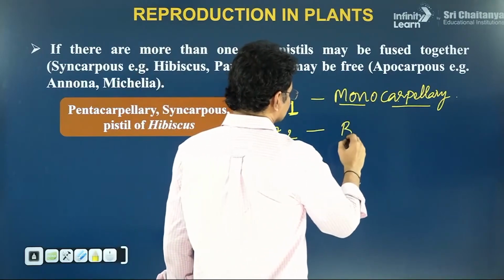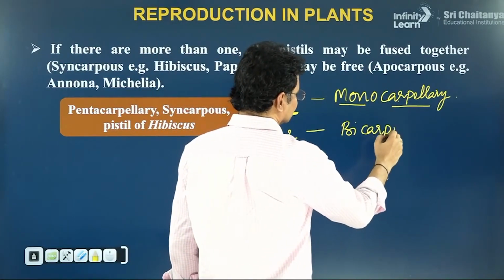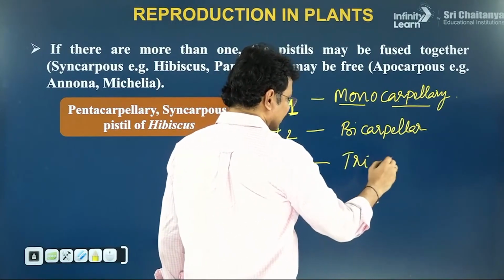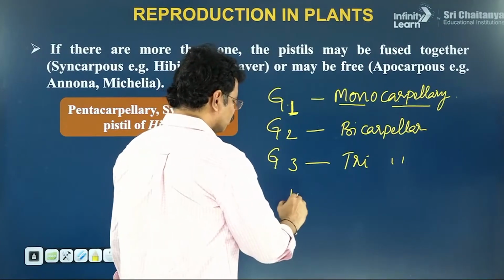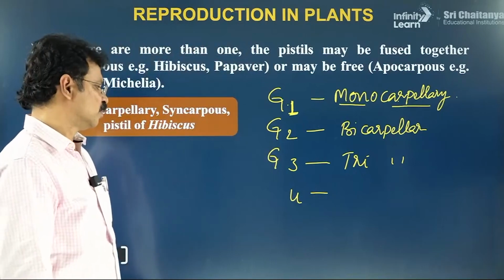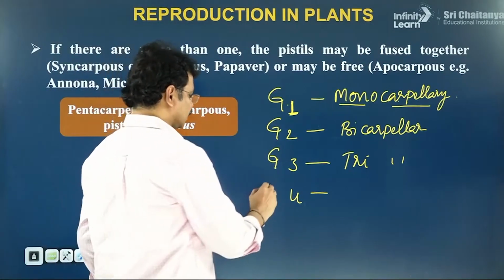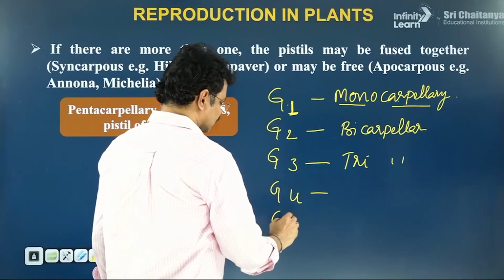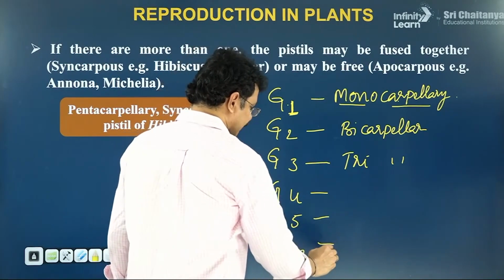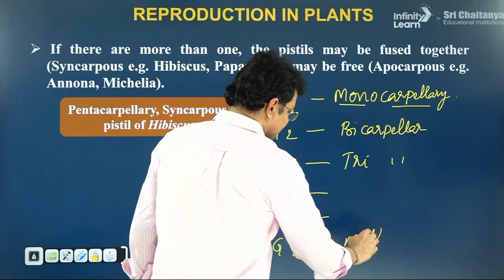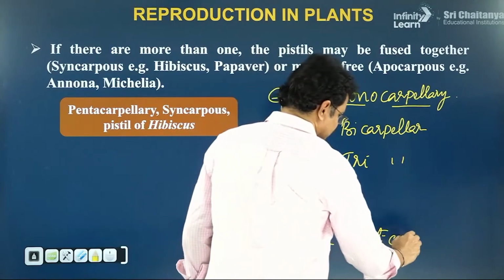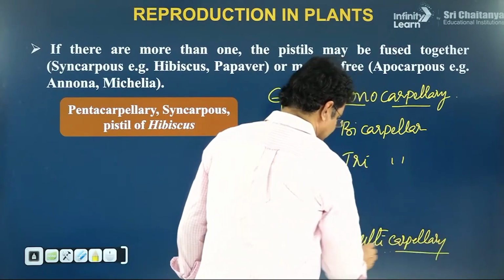A gynoecium with a single carpel is monocarpellary. If there are 2 carpels, it is bicarpellary. If the number of carpels is 3, tricarpellary; 4, tetracarpellary; 5, pentacarpellary; and more than 5, multicarpellary gynoecium.